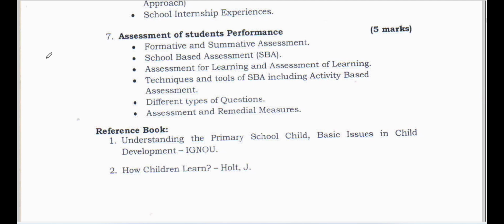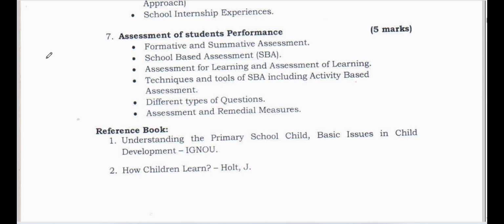All right, so techniques and tools of SBA including activity based assessment. So we use different tactics and techniques and tools in order to assess the students based on the activities, all right, or based on the performance. Now different types of questions. So questions can be of different types. It can be close-ended questions, open-ended questions, low order questions, middle order questions, high order questions. So we have to keep that in mind while making question papers for the examination.